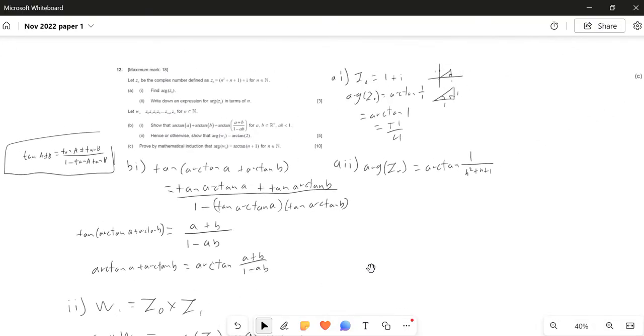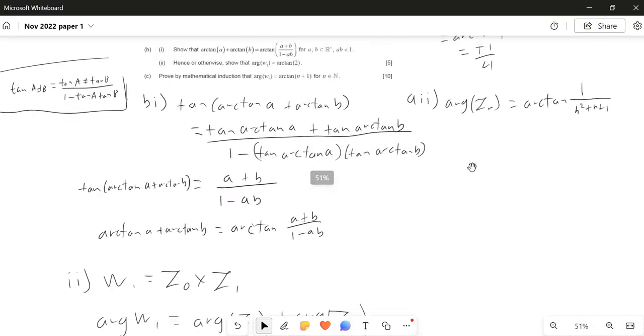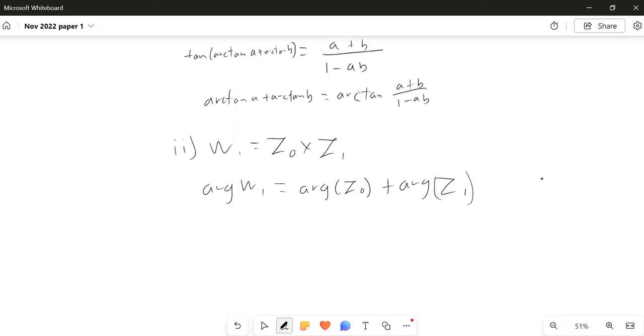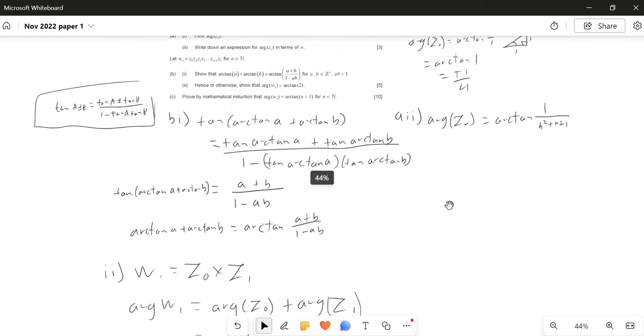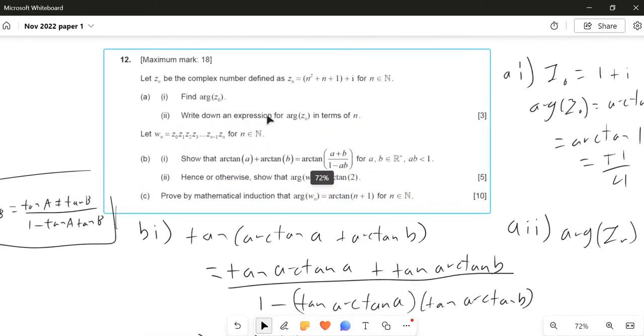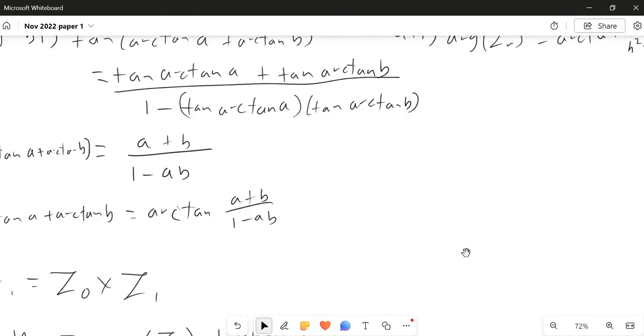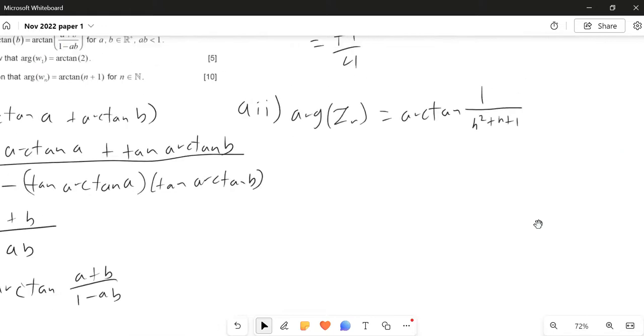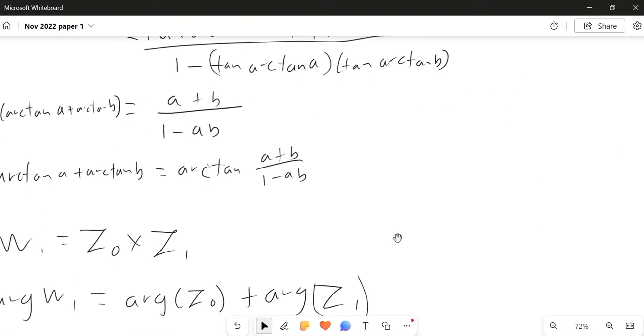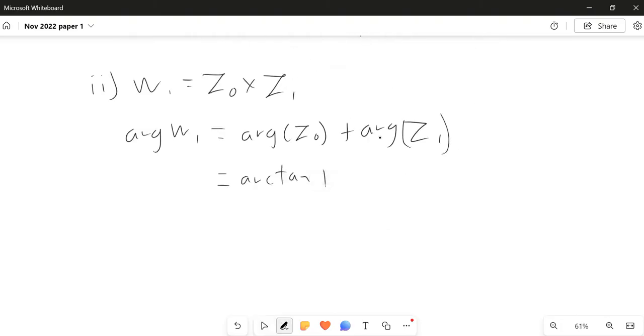So we know what z_0 is. It's just arctan 1. So it equals arctan 1 and then plus arg z_1. We have the expression of arg z_n given by arctan 1 over n squared plus n plus 1. And if n equals 1, it's just arctan 1 over 3. So plus arctan 1 over 3.